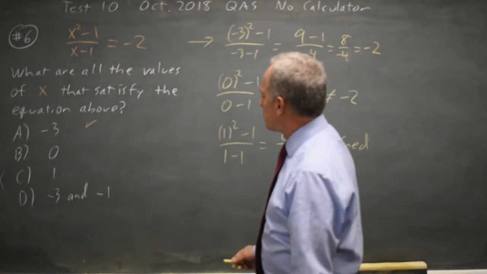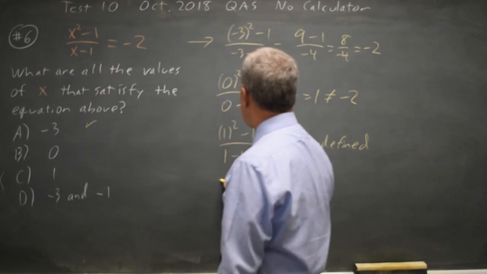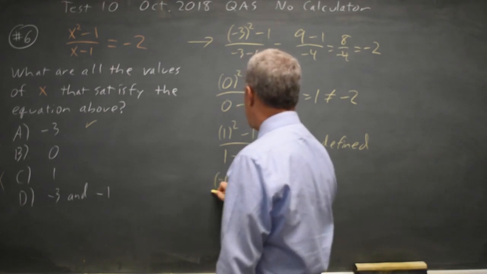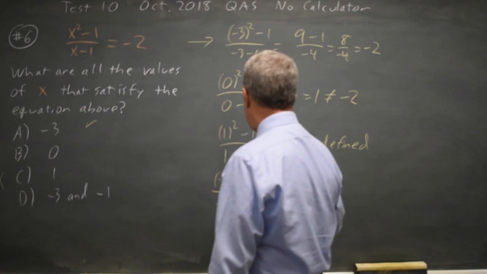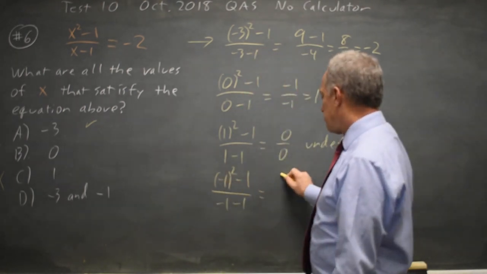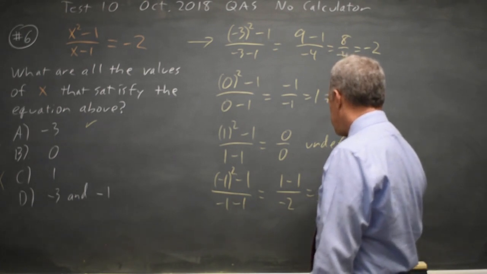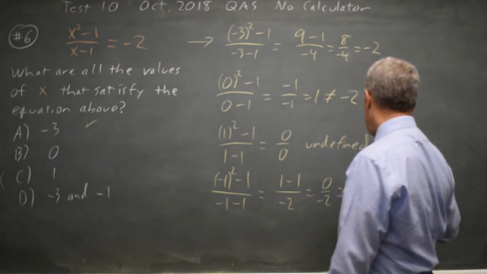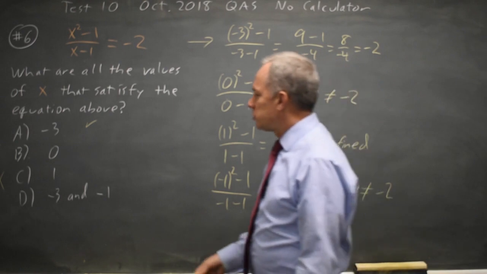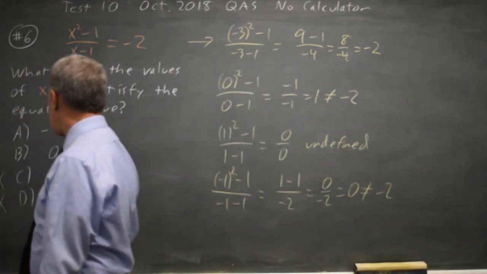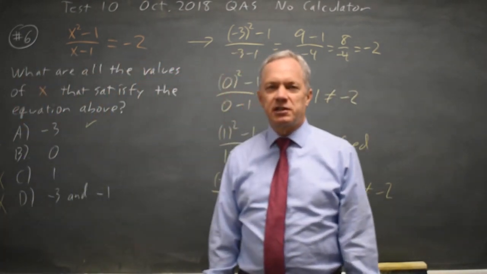Let's try -1, my last option. -1 squared minus 1 over -1 minus 1. -1 squared is positive 1, so it's 1 minus 1 over -2. 0 over -2 equals 0, which is not -2. So choice D is wrong because -1 does not work. The correct answer would be A.